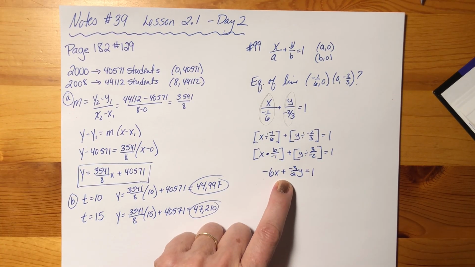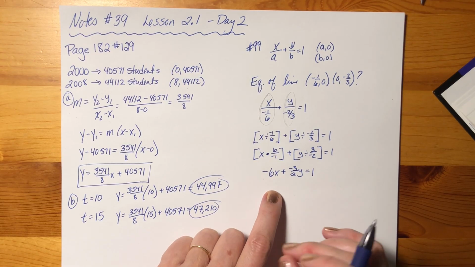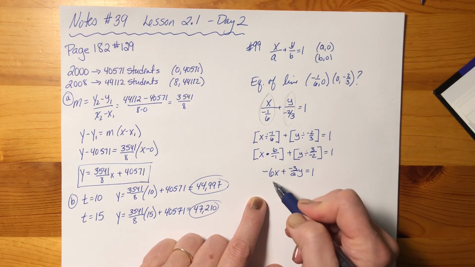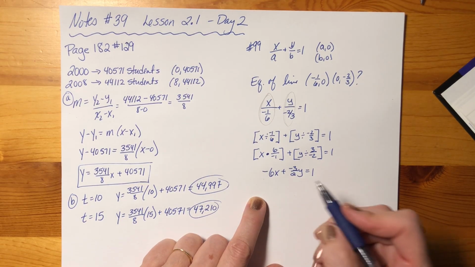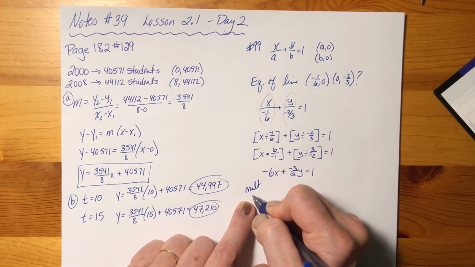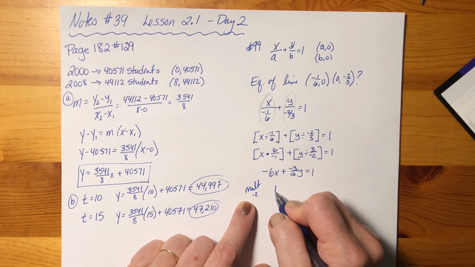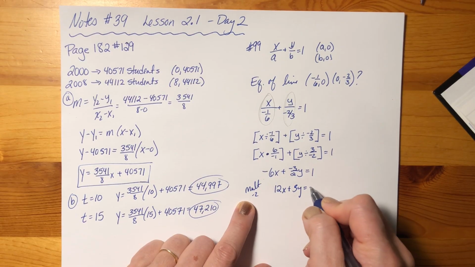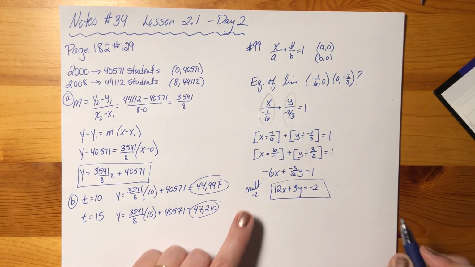Look at that. Now they ask for the equation in beautiful standard form, to make it pretty, to get rid of the fractions. So in standard form, you want this coefficient here to be positive. So if I multiply by -2, I would have 12x plus 3y equals -2, and that would be the equation. Okay?